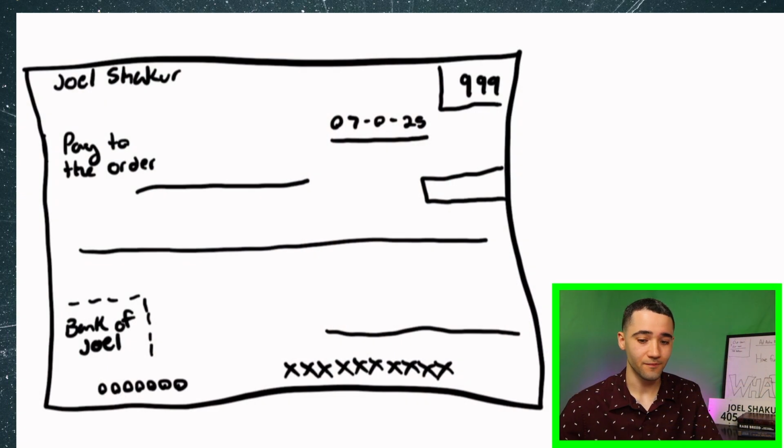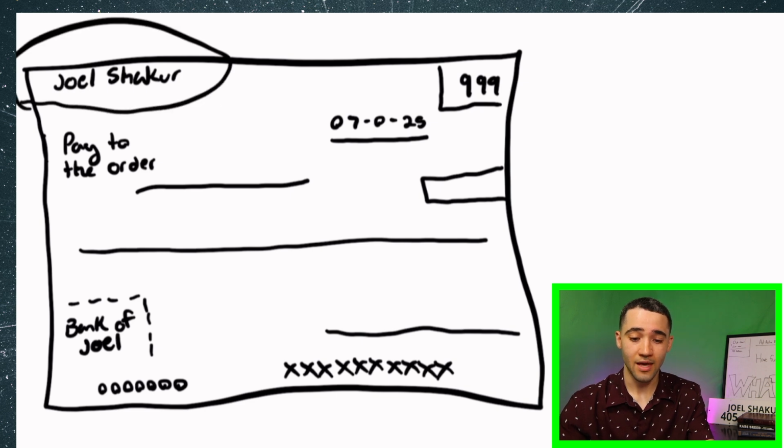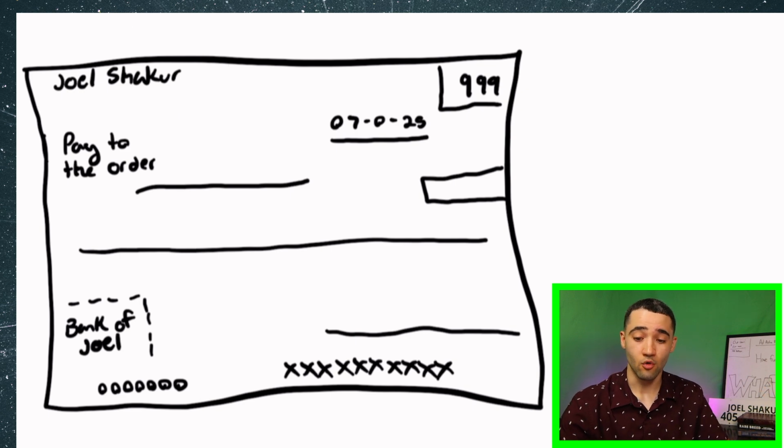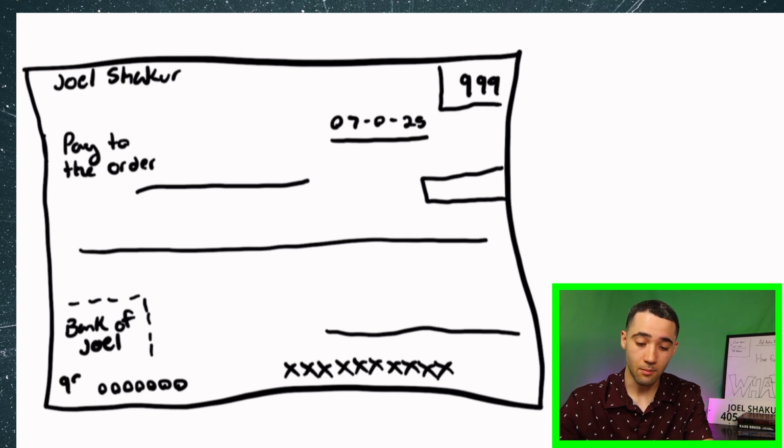I got a check right here. And I hope you love the art, but pretty much what we're looking at right here is a blank check, and let's break down every piece of it. So at the top right here, you can see Joel Shakur. That means this is my checks. Makes very much sense right there. We got to date it. That 999 right here, that is the check number. And the check number can show up at the bottom left. It could show up right here in the middle, or it could show up right here on the far right.